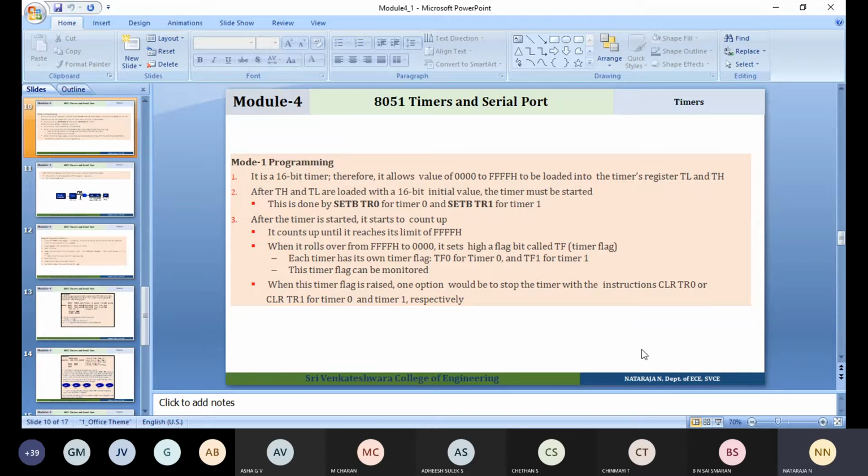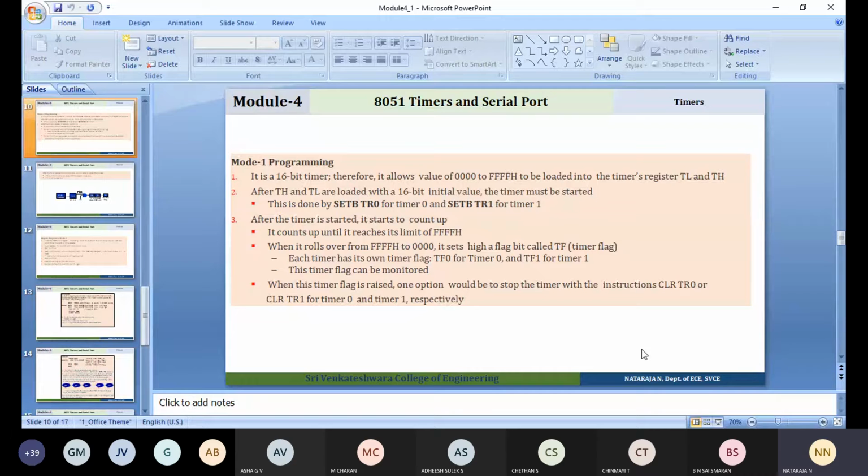Next, we are going to use mode 1 programming. How exactly are we going to do the programming in mode 1? These are the mode 1 programming characteristics and operations. How exactly are we going to deal with mode 1?